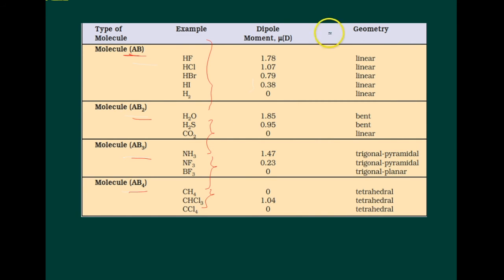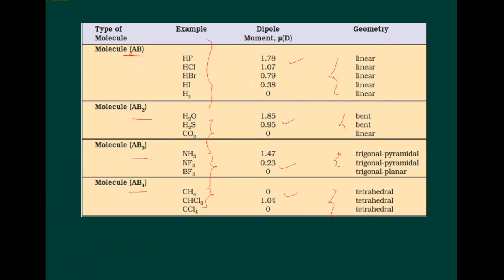Next, this is about the dipole moment. Okay, and this is the geometry. These are linear, some bent and trigonal pyramid, and there are the tetrahedral. Okay, so this is about the polarity of bonds and also dipole moment.